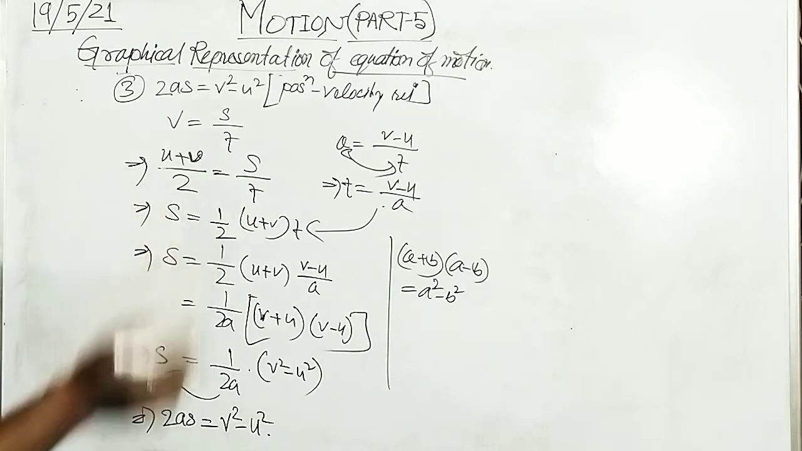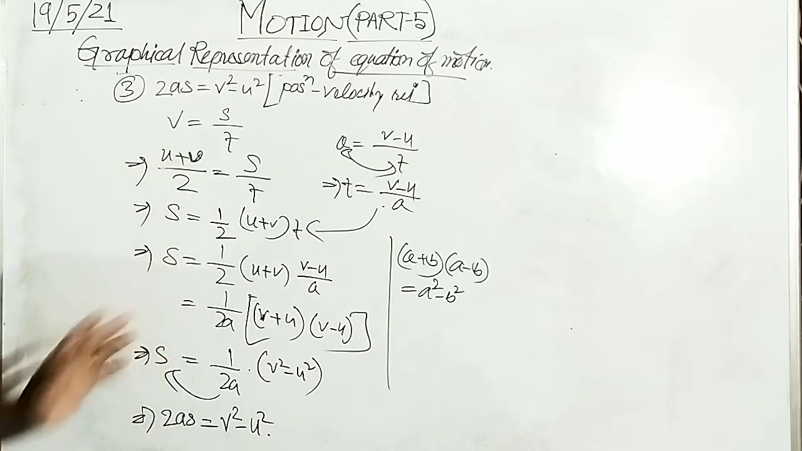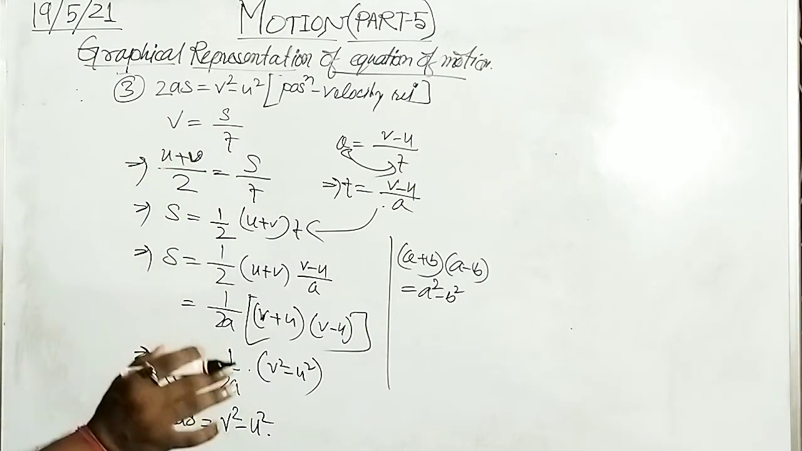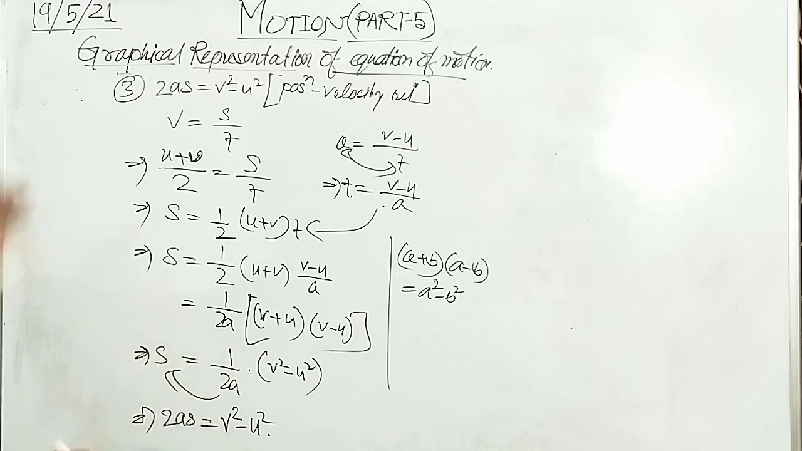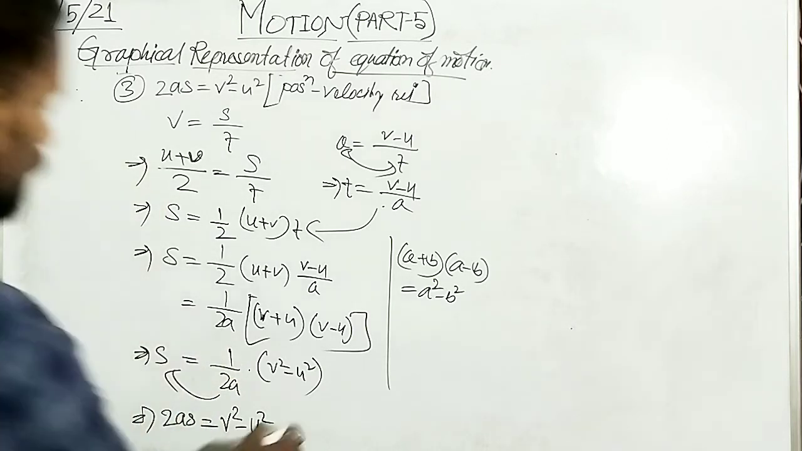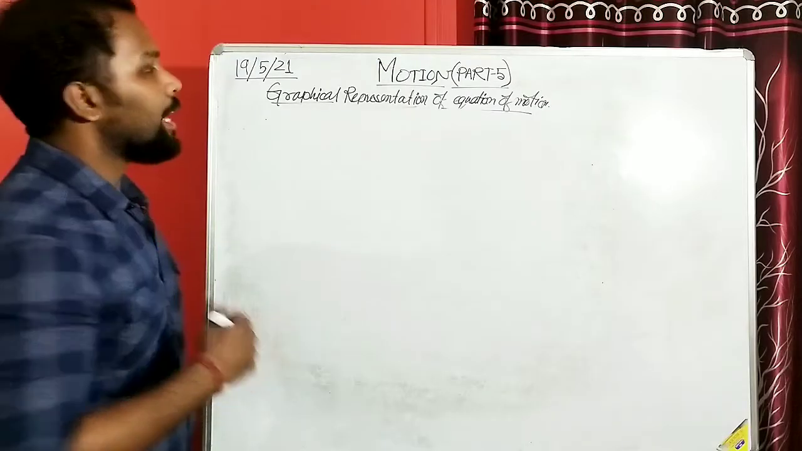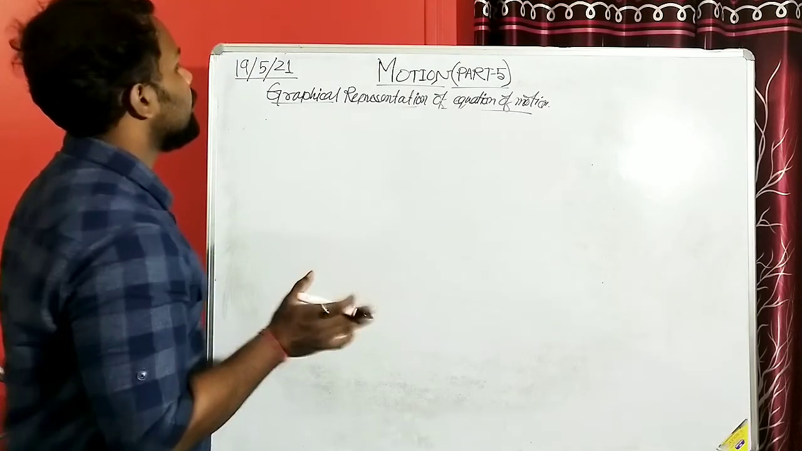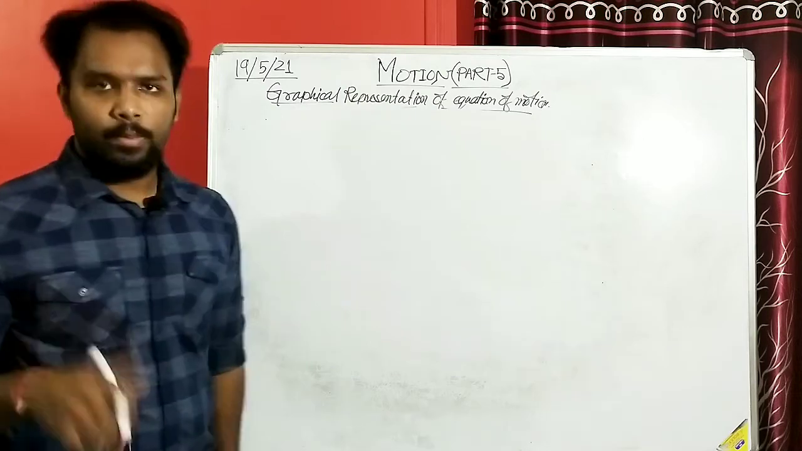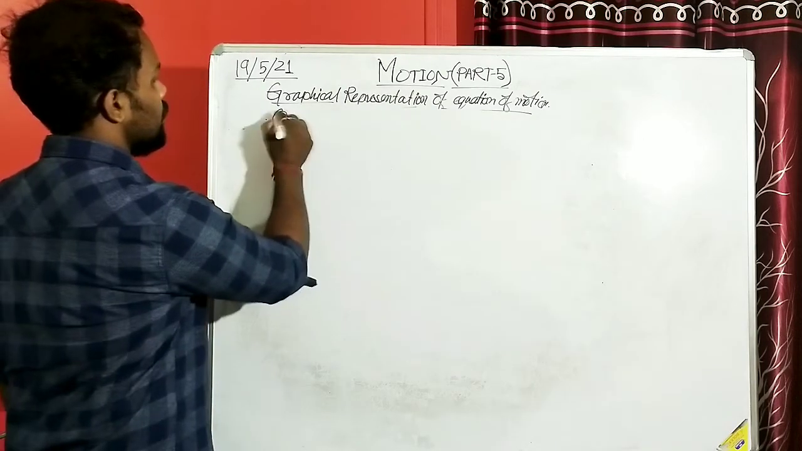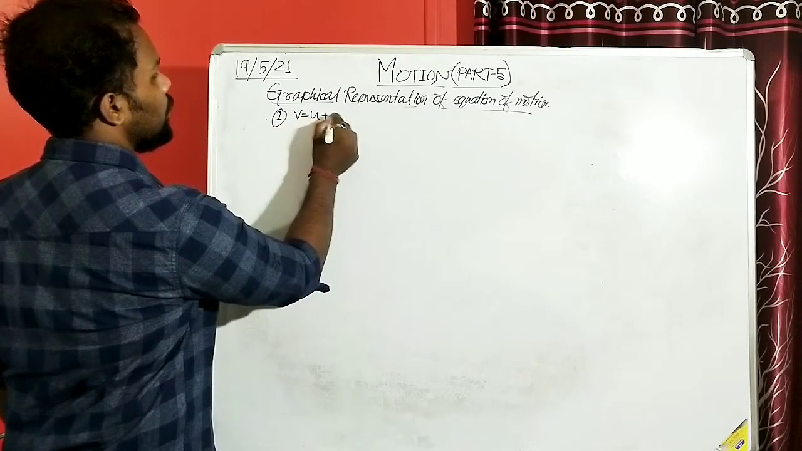We have actually solved 3 relations without using graphical representation, or graph. So now we will again solve the equations of motion, this time using graphical representation. Our first relation was v equal to u plus at.